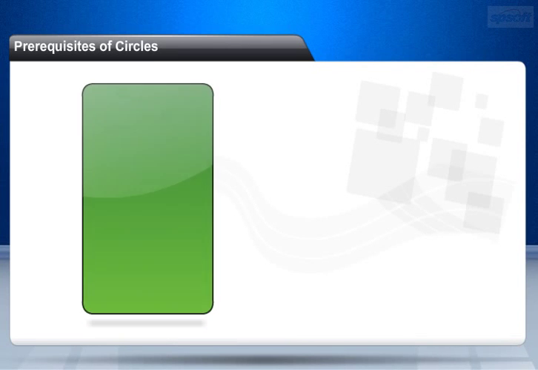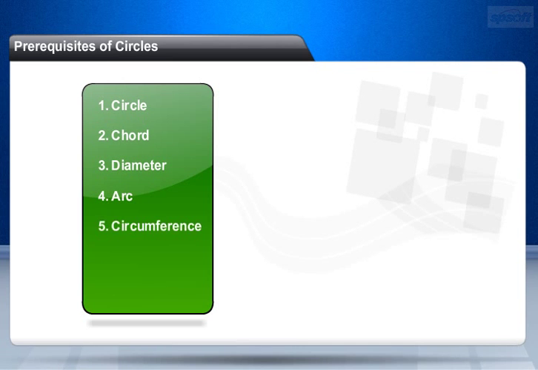Let us learn about the prerequisites of circles. The following are the concepts discussed as the prerequisites of circles: circle, chord, diameter, arc, circumference, segment, sector.